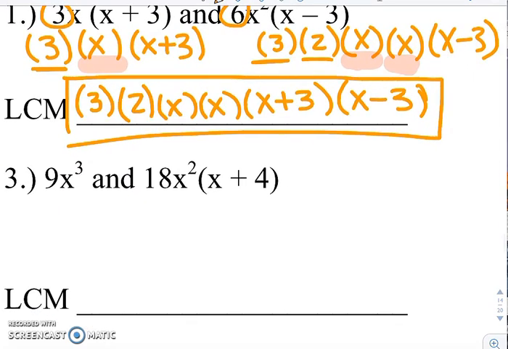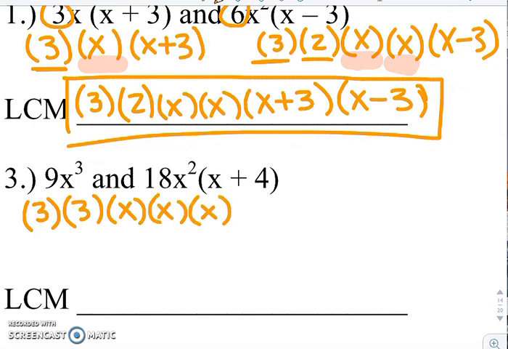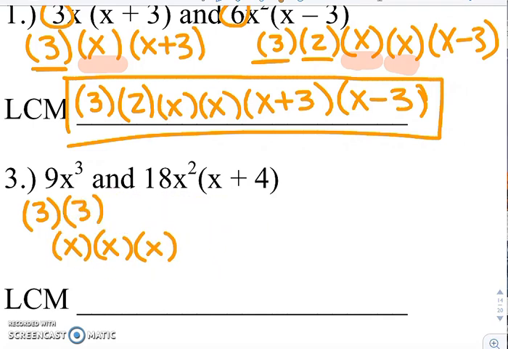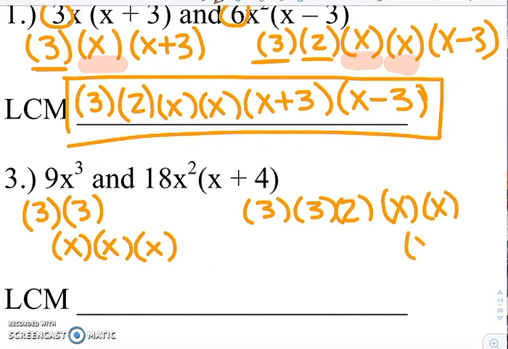So let's look at another one. Let's go down here and look at number 3. So 9x cubed and 18x squared, x plus 4. So 9x cubed is 3 times 3. X cubed is x times x times x. And then 18x squared would be 9 times 2, so 3 times 3 times 2. And then 2 x's and x plus 4.